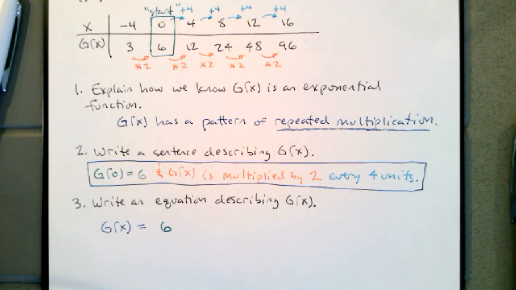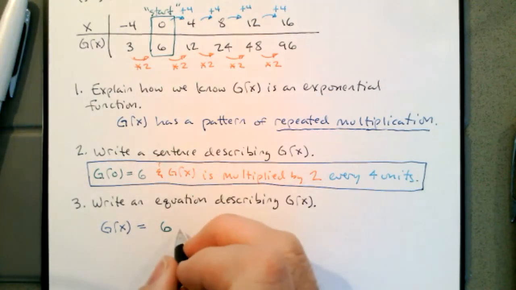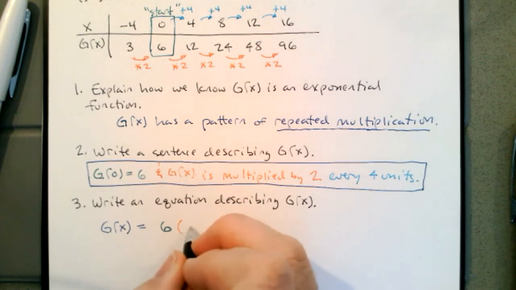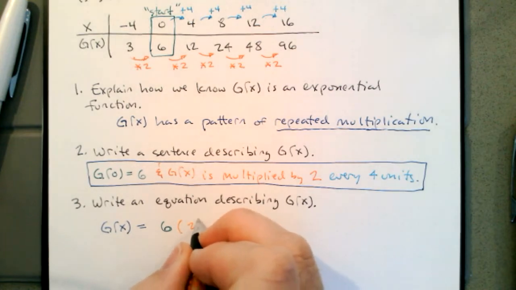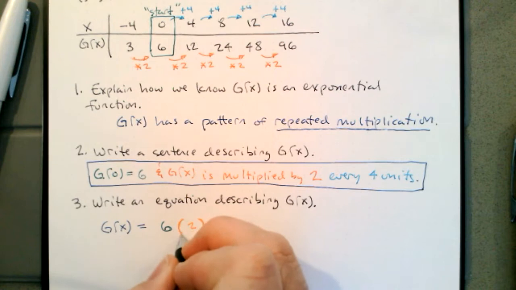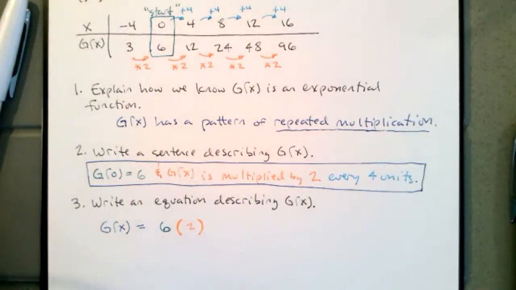So let's start there. So g of x will start at 6. Even though the table starts at 3, I like to look for where x is equal to 0 and say that's where things are starting. So I'm going to say g of x is 6. And then I'm going to say what's happening to g of x. G of x is multiplied by 2 a bunch of times. I'm going to use parentheses around a 2 to say g of x is multiplied by 2. It starts at 6 and it gets multiplied by 2. Then I need to say a bunch of times.